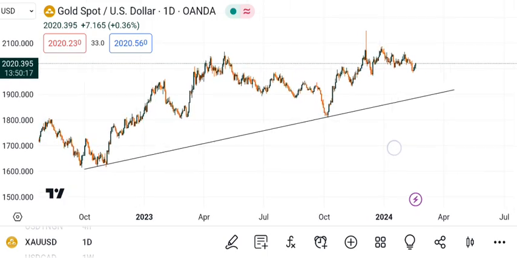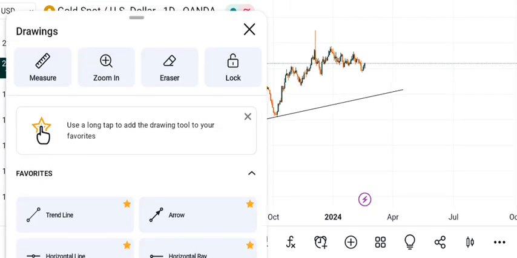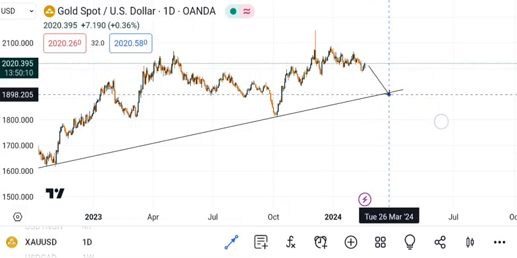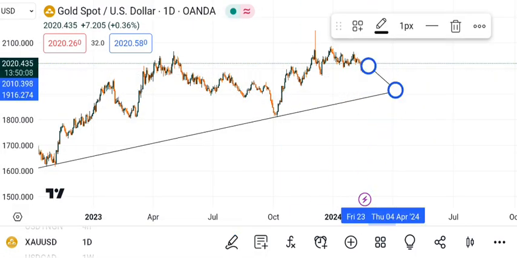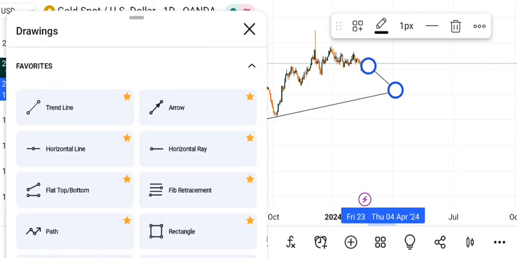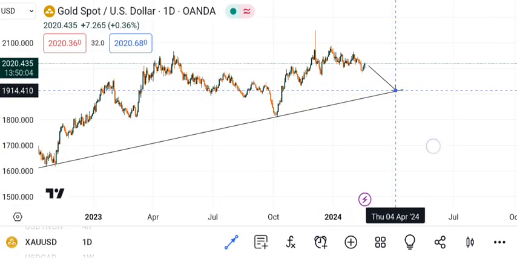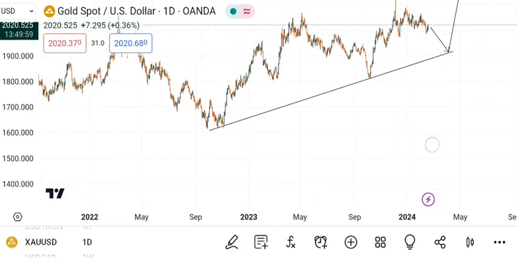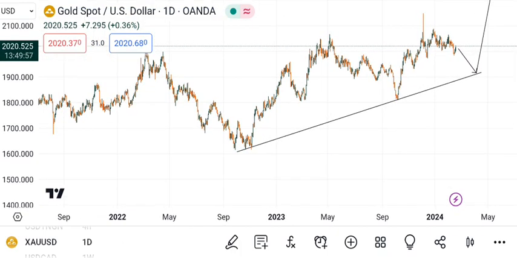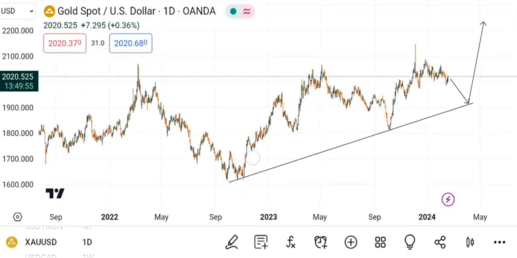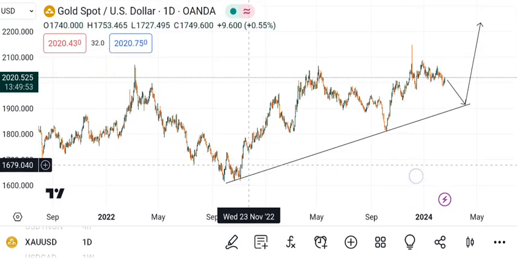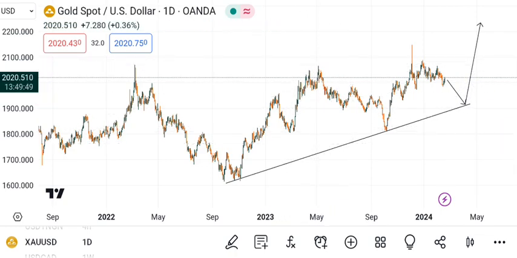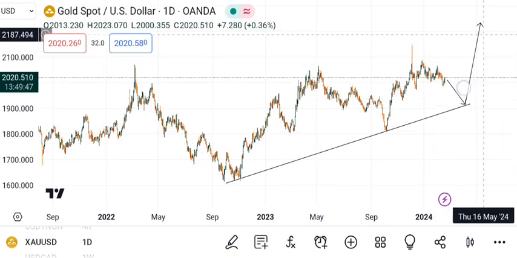So we got this trend line, as you can see. Expecting gold to drop to this point before heading up. This is what you see on gold. As you can see from the past, gold goes up, down, up, and down. So expecting price to get to this point before moving up.